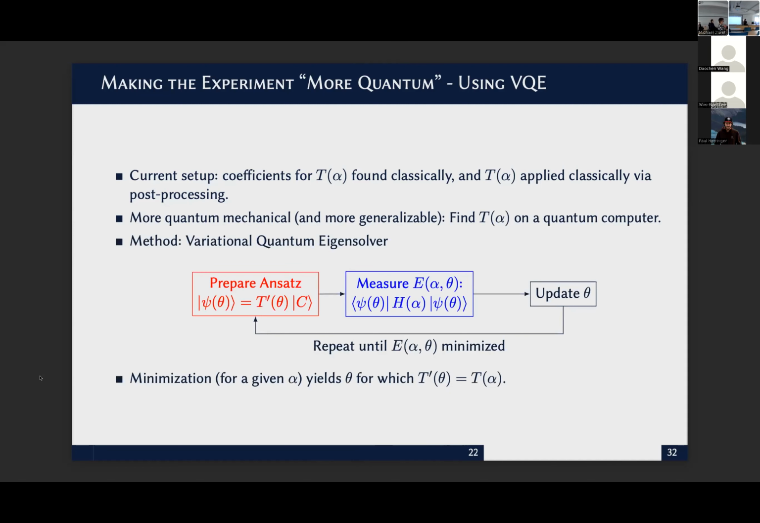And a very natural method that would allow us to do so is a variational quantum eigensolver algorithm, where we can conjecture some ansatz T prime, parameterized by a VQE parameter theta, measure the energy with respect to the Hamiltonian of interest, and by minimizing this and finding the value of theta that minimizes this energy, we can find the value of theta for which we can, I guess, have an equality here, but in general, approximate the transformation we're looking to find.